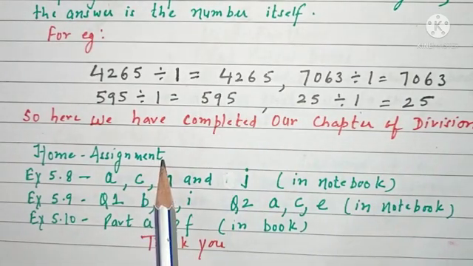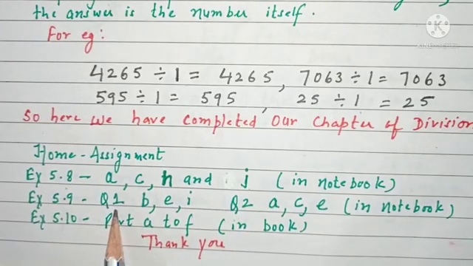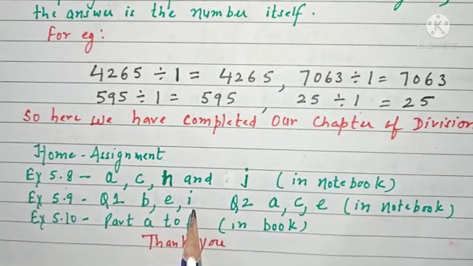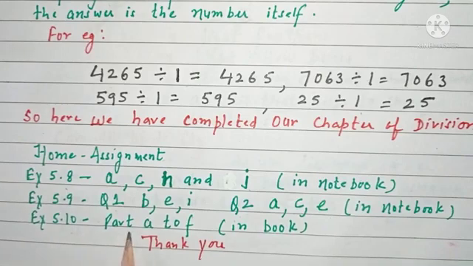Now, the home assignment for this week is from exercise 5.8. Do the parts A, C, H and J. And from exercise 5.9, question number 1, the parts B, E and I. And question number 2, the parts A, C and E. And from 5.1, part A to F, which is to be done only in the book.